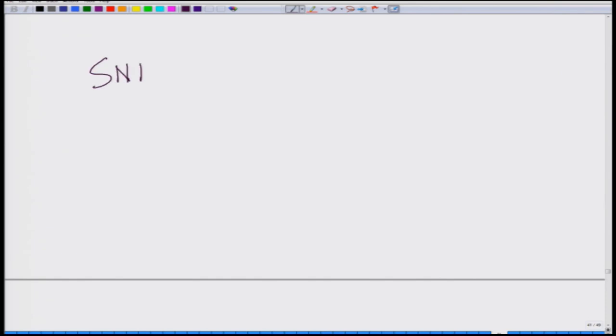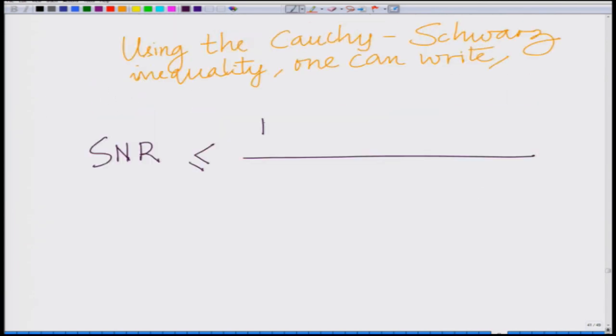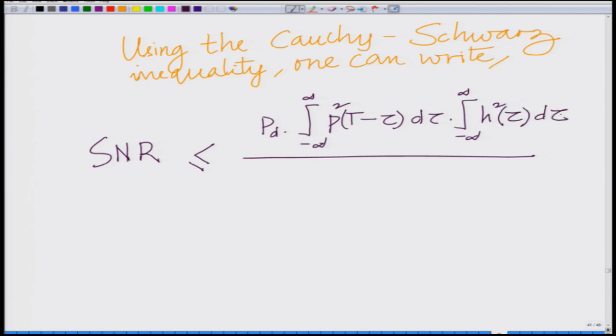You see that the SNR is less than or equal to P_d times the integral of p square (t minus tau) d tau into the integral of h square tau d tau, divided by the denominator, which remains the same, eta naught by 2 times the integral from minus infinity to infinity of h square tau d tau, considering all quantities real, that is, filters are real.